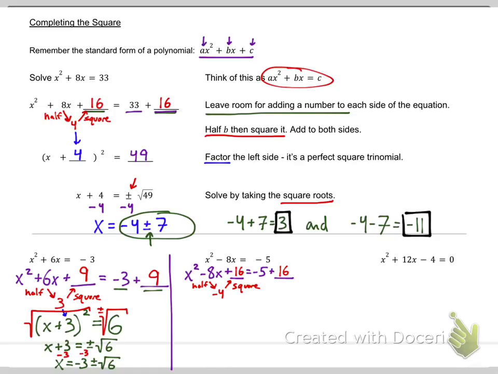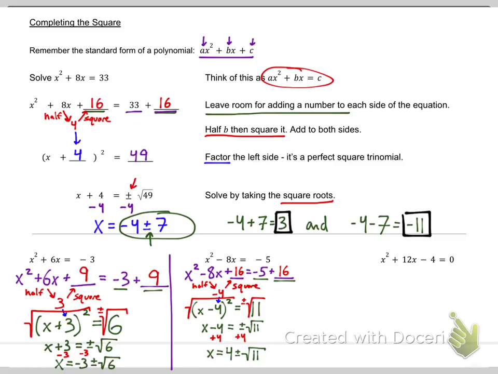And now that we did that, let's factor it. Well, the factor is simply going to be that negative 4 brought down into the x minus 4 squared. On the right side, we're going to combine like terms, and negative 5 plus 16 is 11. So the last thing we have to do is take the square root of both sides. Have a plus or minus, and now solve for x. Well, we have x minus 4, so let's add 4 to both sides. And we get x equals 4 plus or minus the square root of 11.